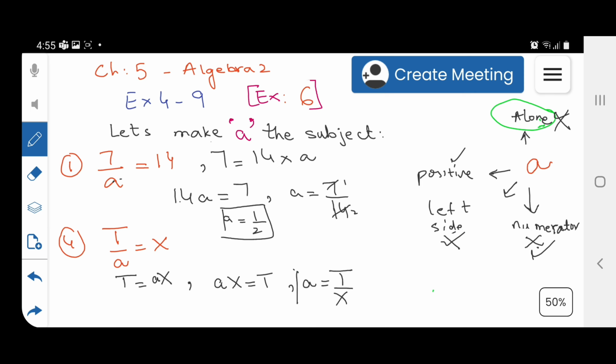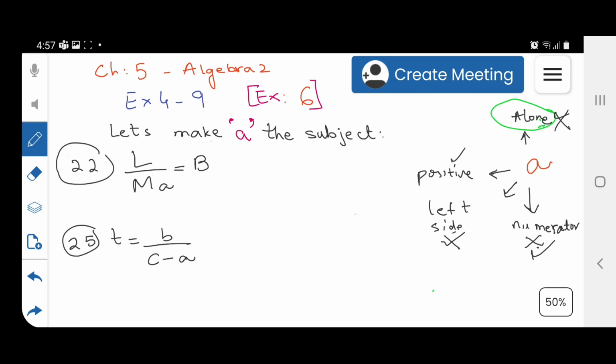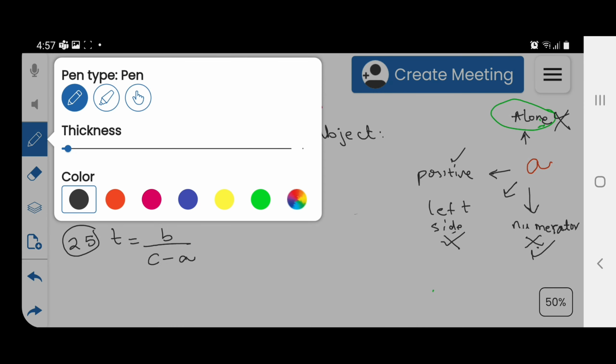And here we cannot solve them further as they are variables. We cannot cancel them out if there are no similar variables. So we are going to leave it over here and it should be the answer. Now guys, I have taken two more questions, like 22 and 25. Let's see how we are going to solve them.